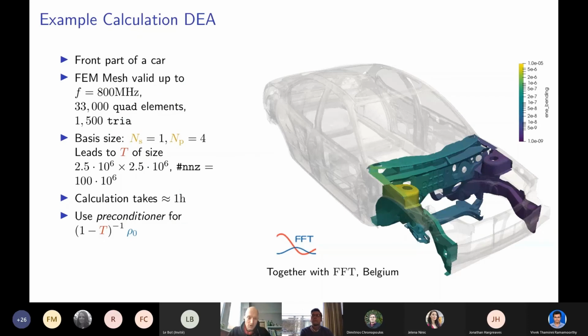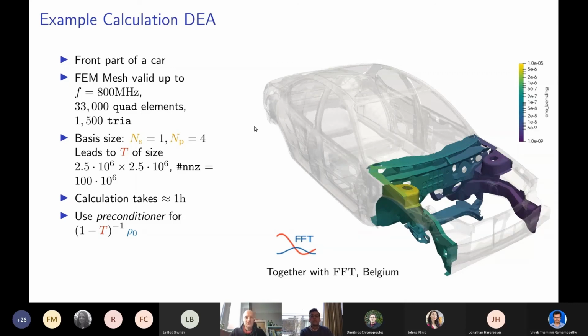So here it is, our car model in all its beauty. Again, this is courtesy of FFT Belgium. This is a calculation done using DEA. The initial excitation was put on one of these shocks, so here would be a shock underneath, this would be a shock tower, and we set the initial excitation here.